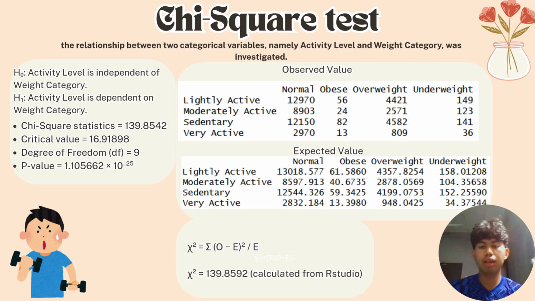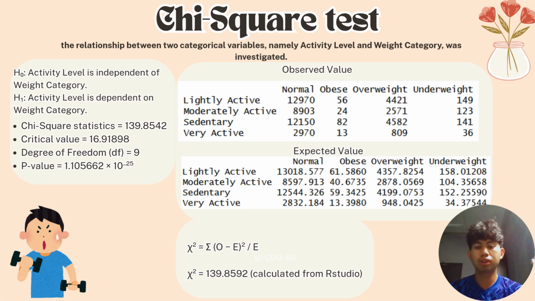The critical value at a significance level of 0.05 was 16.919. The p-value obtained was 1.105662 multiplied by 10 to the power of negative 25. Since the chi-square is greater than the critical value, and the p-value is less than 0.05, the null hypothesis is rejected.